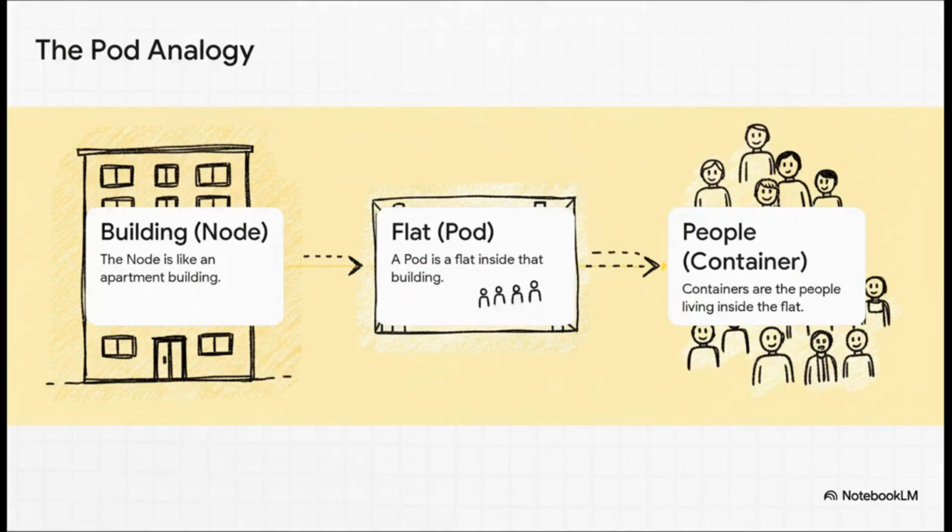I love this analogy. Think of it like this. A node, one of your servers, is like a big apartment building. A pod is a single apartment inside that building. And your containers, they're the people living in that apartment. Kubernetes is a good landlord. It's not going to just leave people wandering the hallways. It makes sure everyone has their own apartment first.